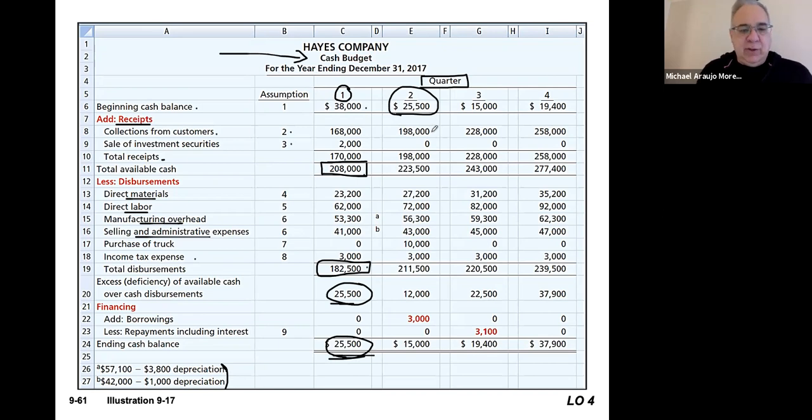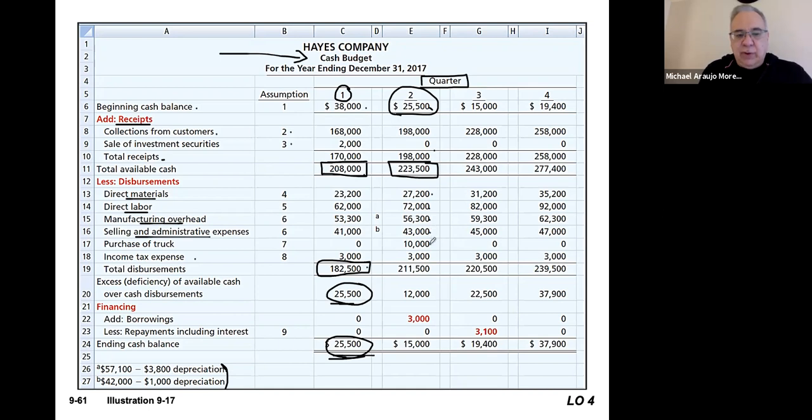You add in the collections from customers that you're expecting. You're not expecting anything else other than those collections. So between what you're starting with and what you're expecting, you'll have $223,500 available in cash for the second quarter. You'll need to pay out for direct materials, direct labor, manufacturing overhead, again, minus that depreciation, selling and administrative expenses. Okay.